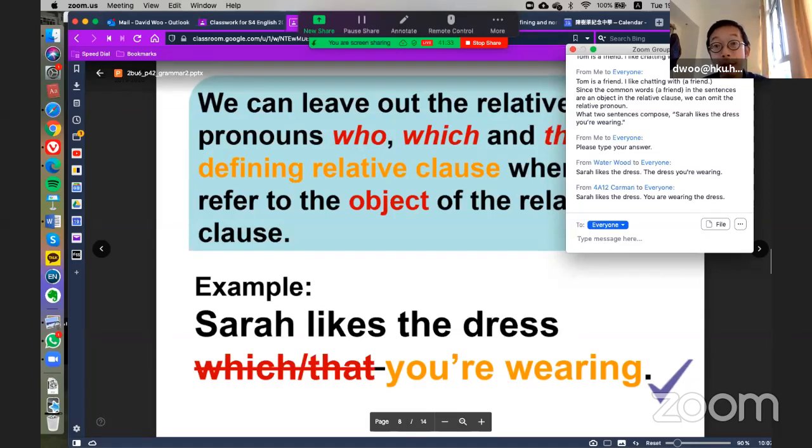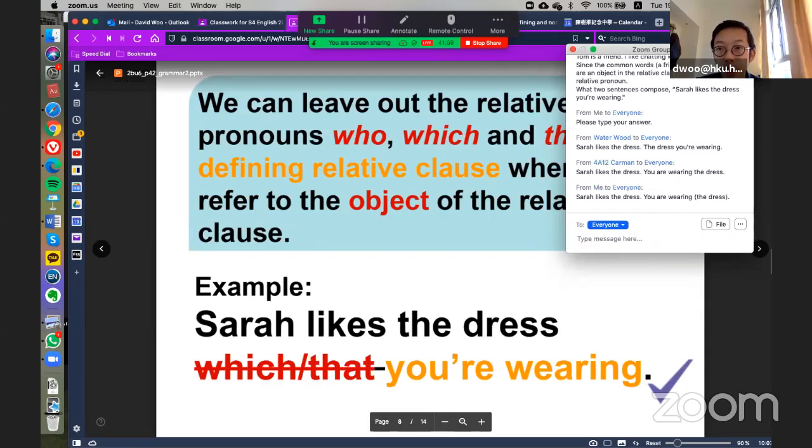Yes, Carmen, that's correct. So Sarah likes the dress. You are wearing the dress. So the dress is the object of the relative clause.